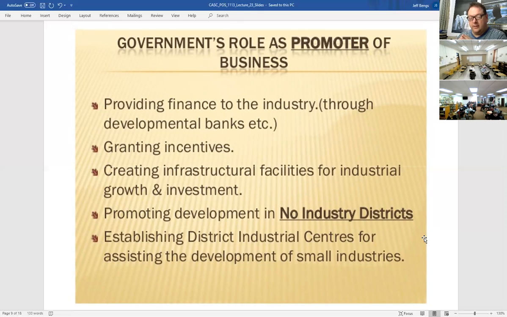Our textbook points out three large areas that the government promotes concerning its economic interests. And that is business, labor, and agriculture. And you will want to know these three areas of promotion, starting on page 458.